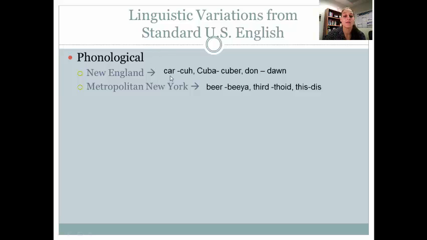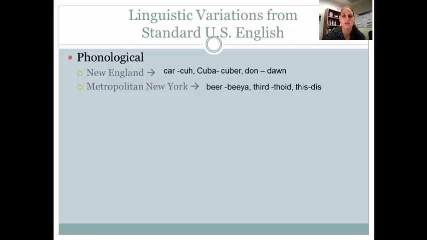Okay, in metropolitan New York, the rule is that when an R comes after a vowel, it's often dropped. So beer would be beer. The sound in third becomes the sound oi. And that's very particular to one of the dialects that are spoken in New York.